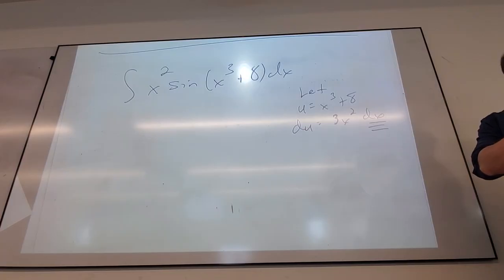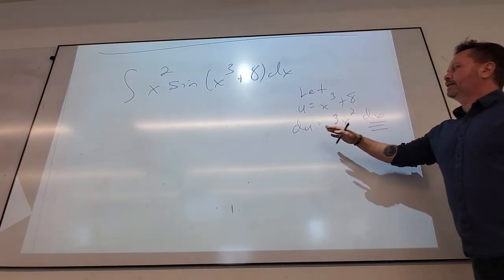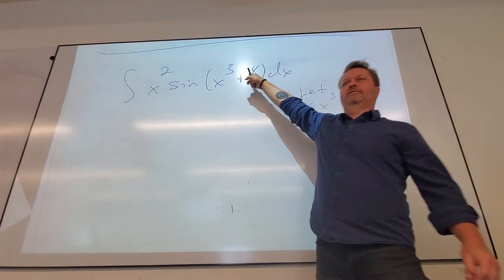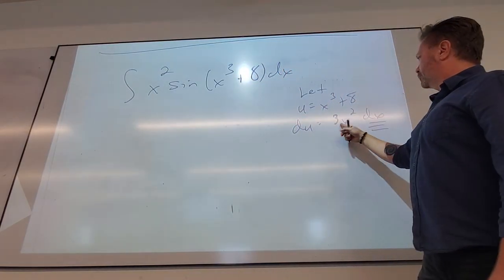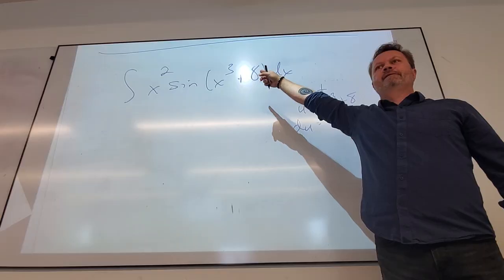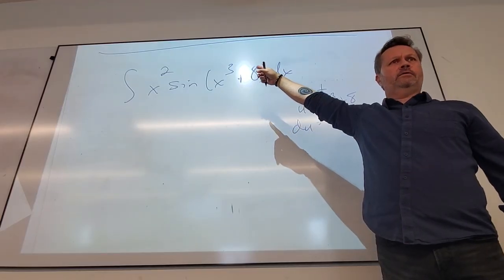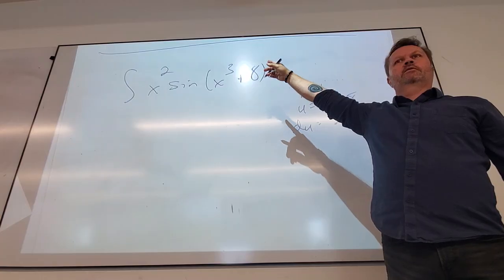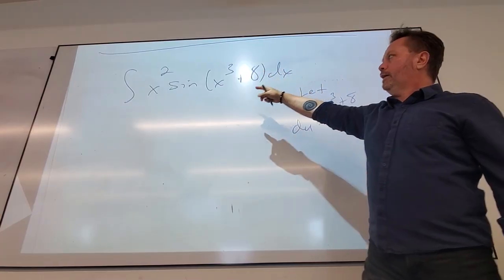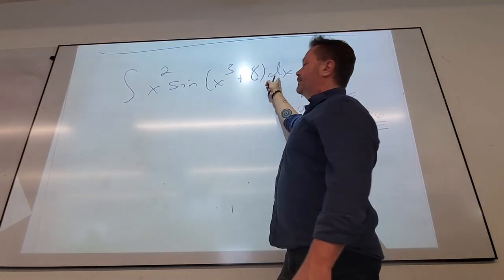Okay. So what am I missing? Can I find u in there? Yes. There you are, right there. Can I find 3x squared dx currently in there? Can I? You can? I can't. What am I missing? I can find x squared dx. Do you guys see that?